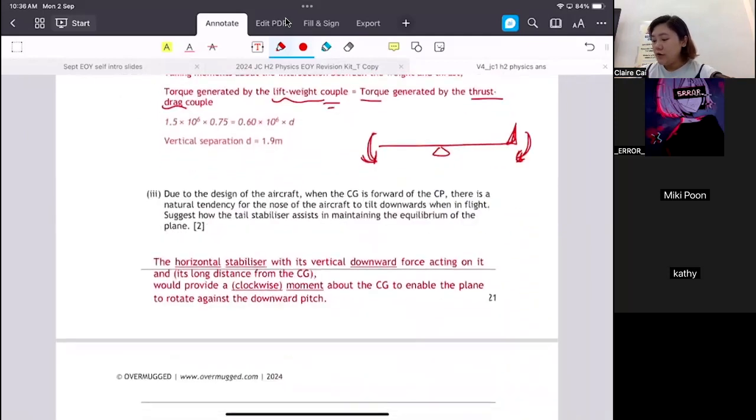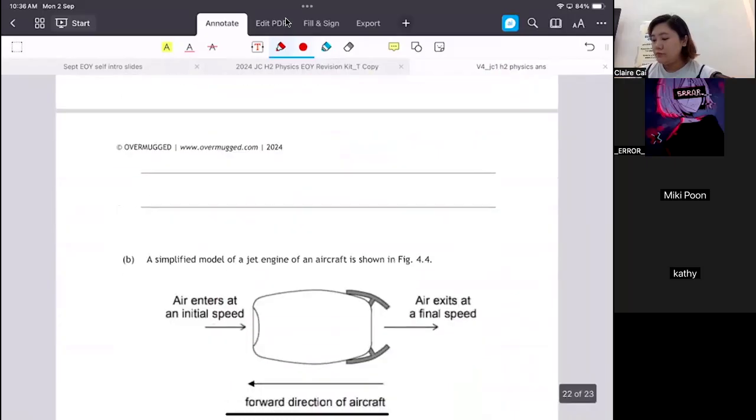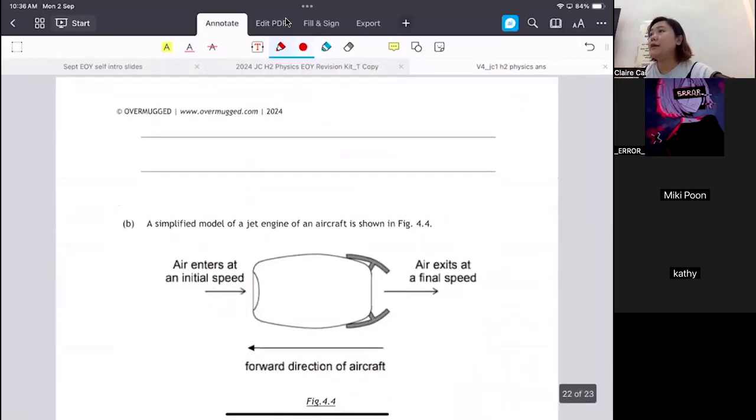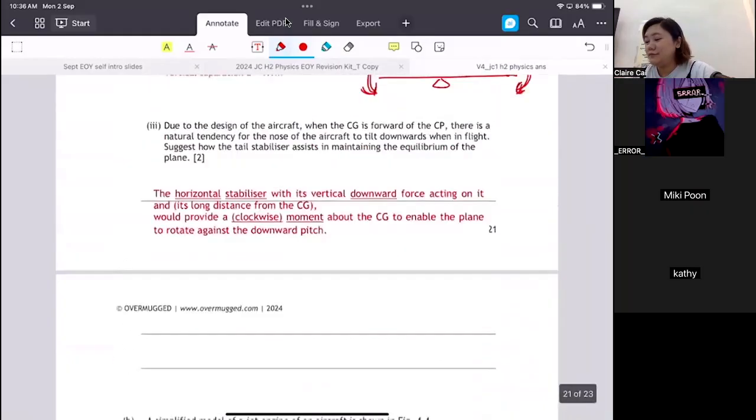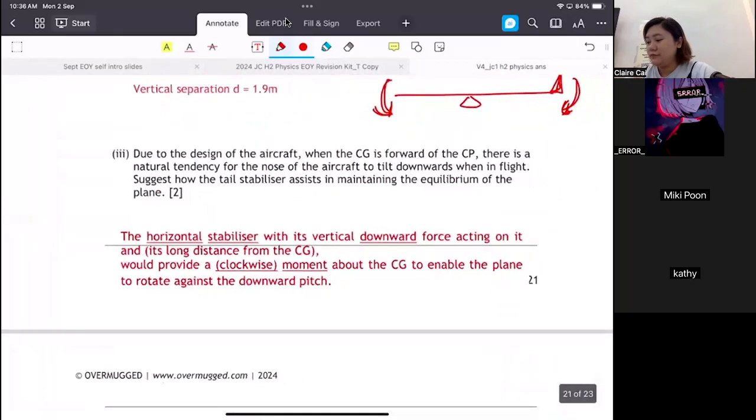Okay. For part B, yes. No worry, if you haven't finished copying everything, at the end there'll be a QR code that you can download. So there'll be all these workings inside the answer key itself.